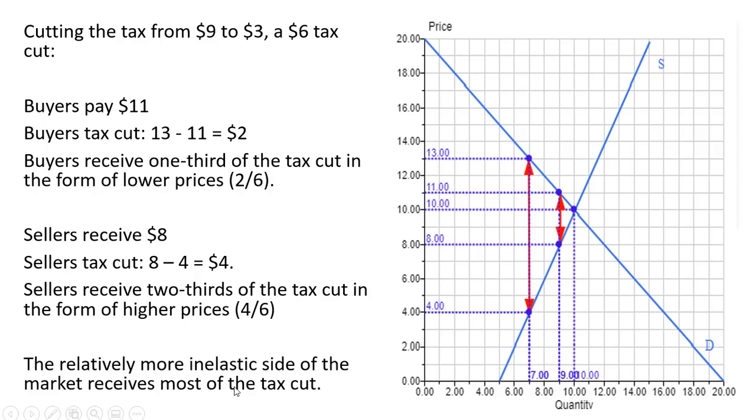The relatively more inelastic side of the market receives most of the tax cut. So the supply side of the market is more inelastic than the demand side, and for a tax cut, the more inelastic side of the market will receive the majority of the tax cut. Okay, that's it.